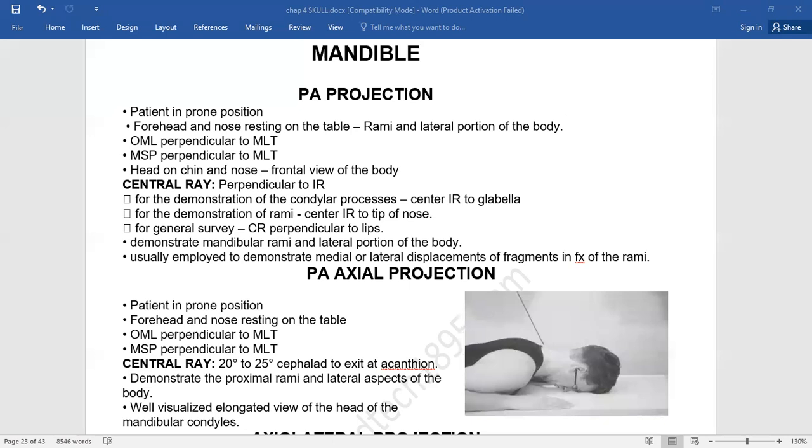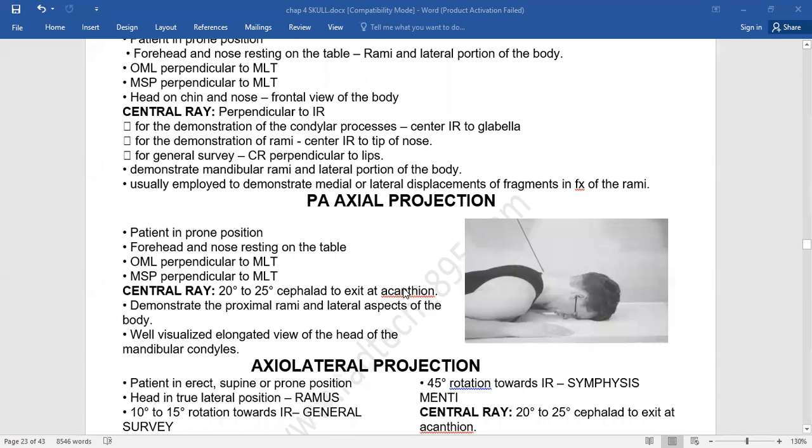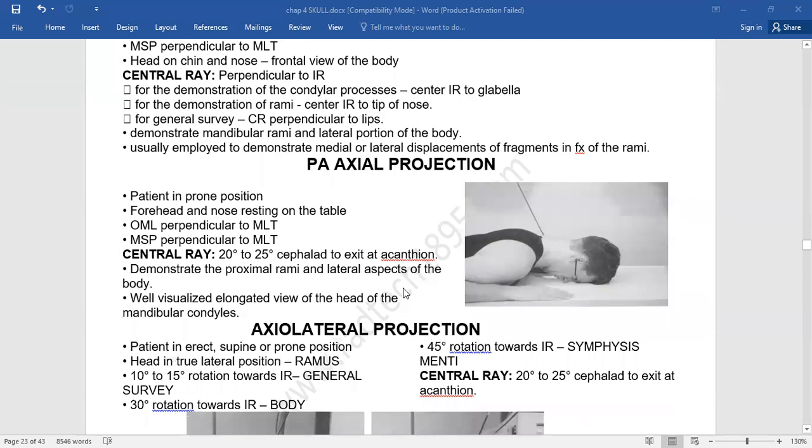For the PA-axial projection, again, the same na siya ng PA-axial projection na discuss na natin before. So, may angulation na siya. Central ray is 20 to 25 degrees cephalad. As you can see, there's a picture, to exit the acanthion. So this is performed to demonstrate the proximal rami and the lateral aspects of the body of mandible. So well visualized, an elongated view of the head and the mandibular condyles are also seen.